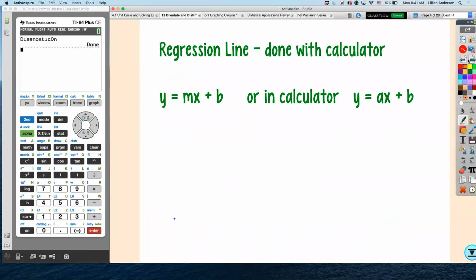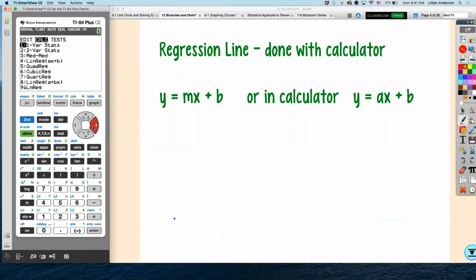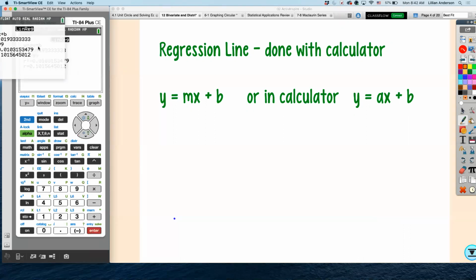The regression line, it is done with the calculator. Again, if you want a few more extra points, potentially, if you are doing a regression line for your IA, I do have a video on how you can do it by hand on my YouTube page, but for test purposes, you do it with your calculator. Of course, you go to stat, you go over to calc, option 4, making sure you type in your X list and your Y list, and you get your equation, Y equals MX plus B, or in this case, AX plus B. And then you fill in.